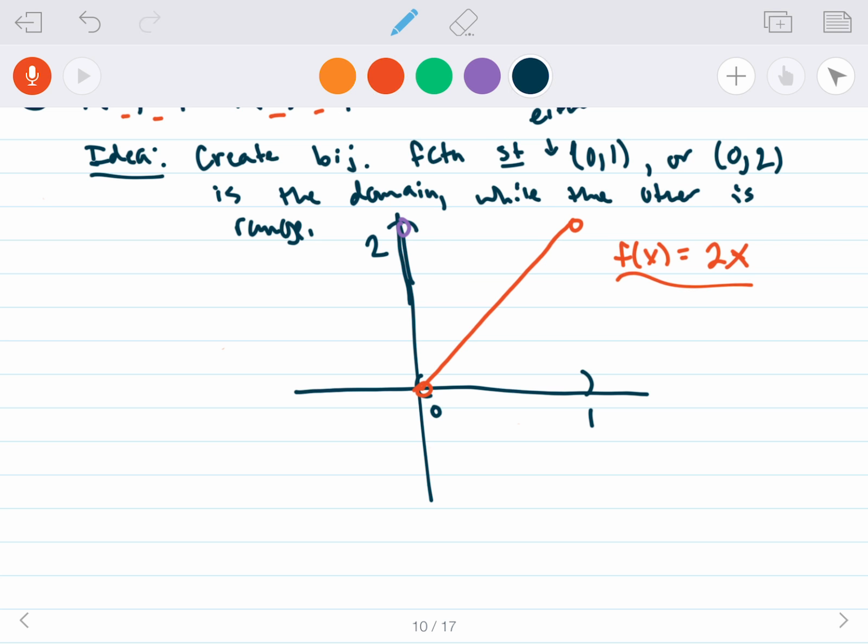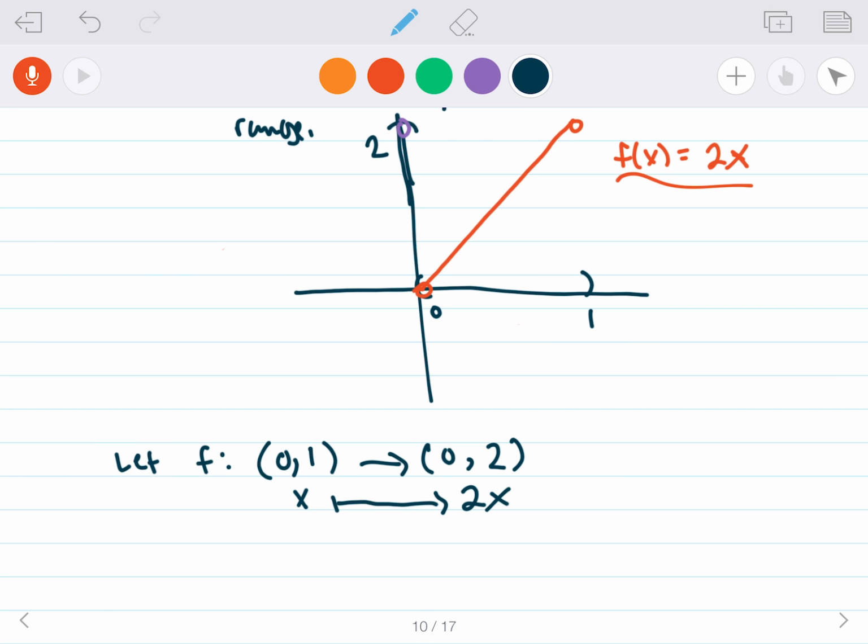Okay, so where are we coming from and where are we going? We're coming from the x values, from (0, 1), and we're going to (0, 2). We're mapping into the y values. So we're going to let f go from (0, 1) to (0, 2). And what are we doing? We're sending something in (0, 1) to something in (0, 2) by this function, 2x. f of x equals 2x.